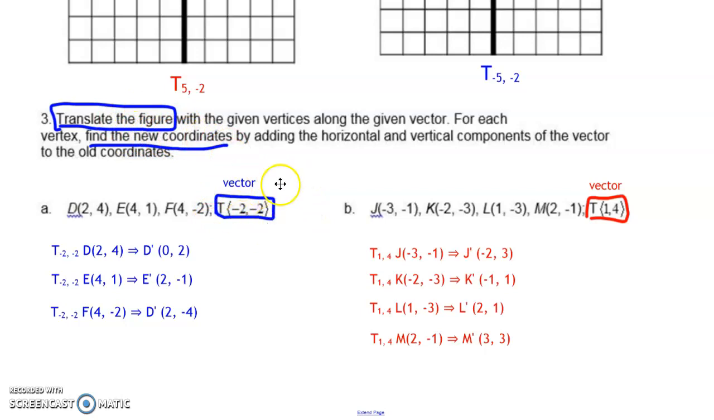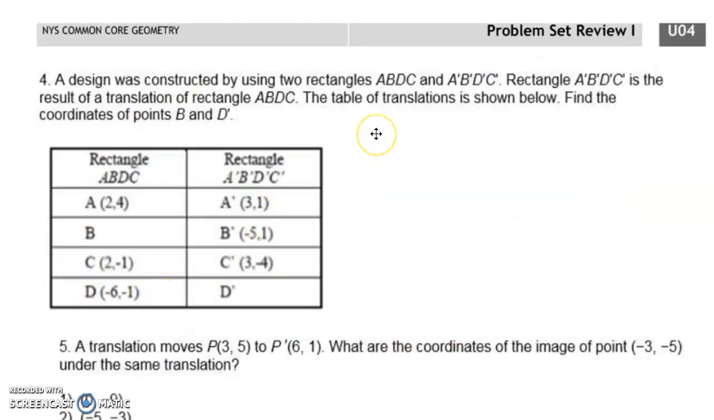And this here is another way that you might see a vector on the geometry regents. It's in these pointy brackets. Pointy brackets means it's a vector. Another clue that it's a vector, this T stands for translation. So all I had to do is translate all of those points. First, I'm going to subtract 2 from the x value. Then I'm going to subtract 2 from the y value. Easy peasy. All right, moving on to the last page of that problem set.